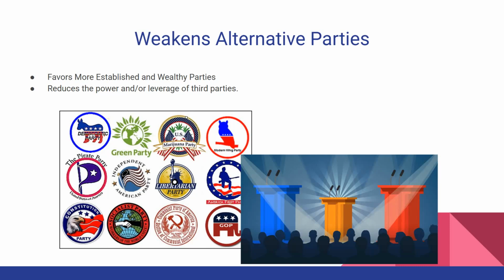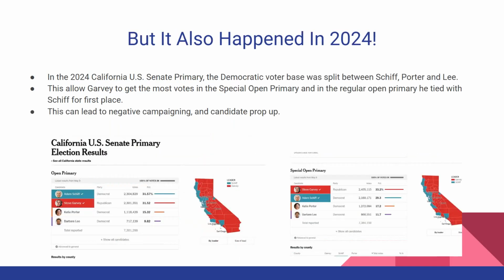And speaking of it favoring the more established and wealthy parties, it also leads to a lot of negative campaigning and candidate prop up, which can contribute to vote splitting also. And because of that, this also favors the more established and wealthy parties. It favors the ultra rich. It favors the establishment candidates. This is what happened in the 2024 California U.S. Senate primary.